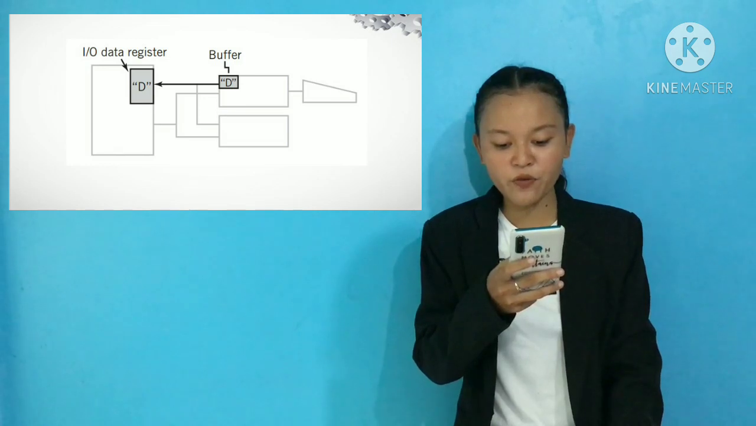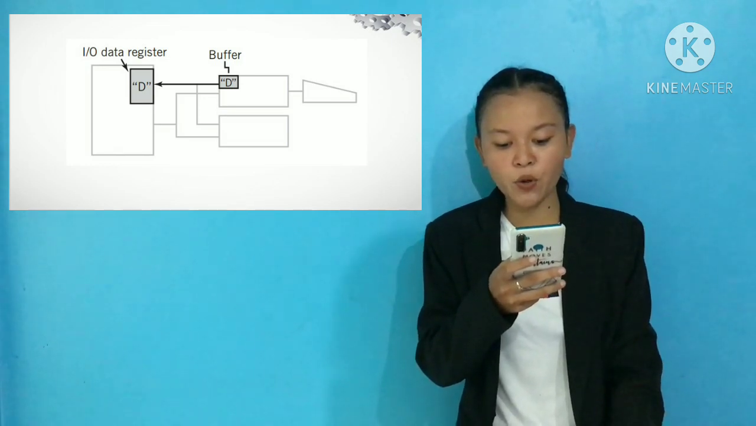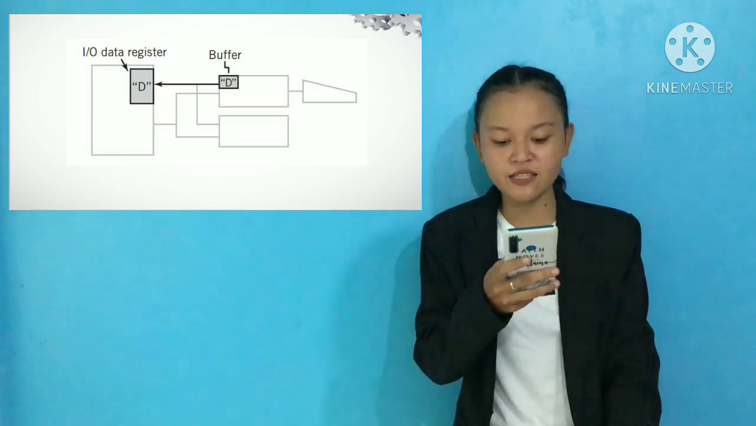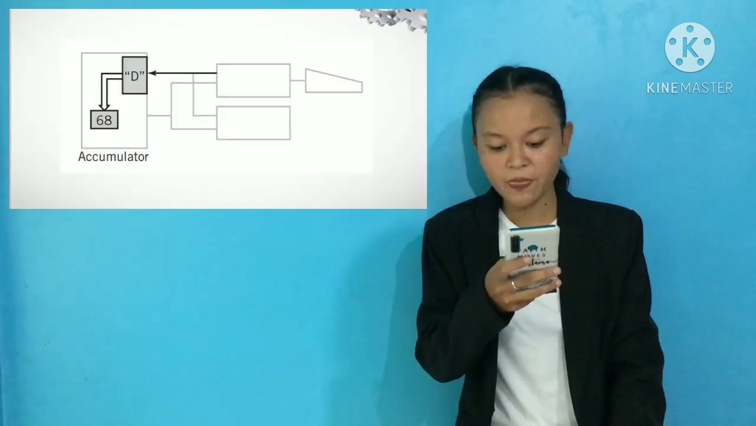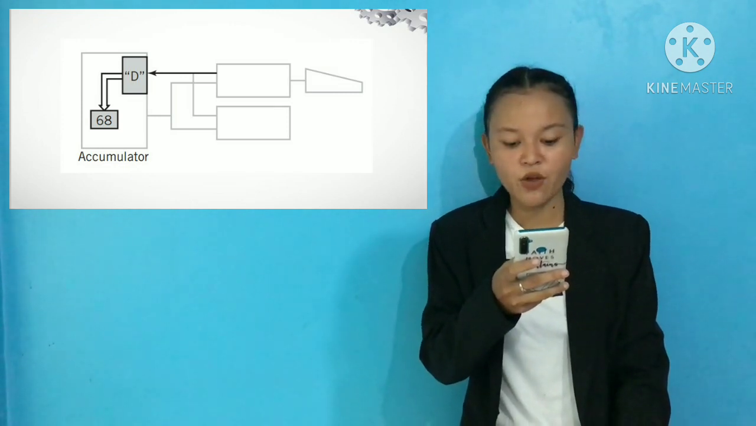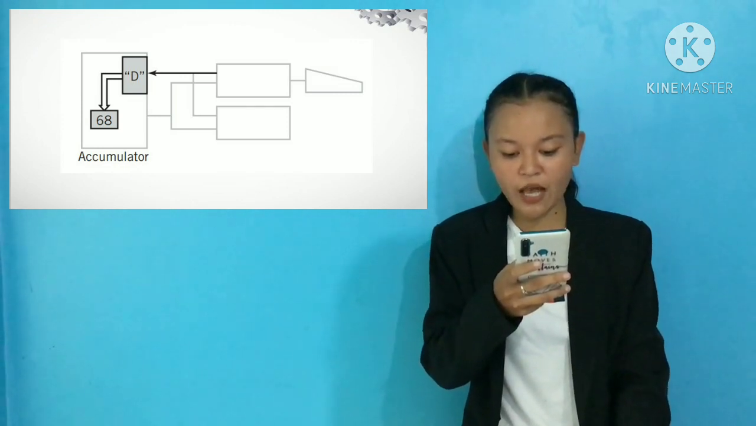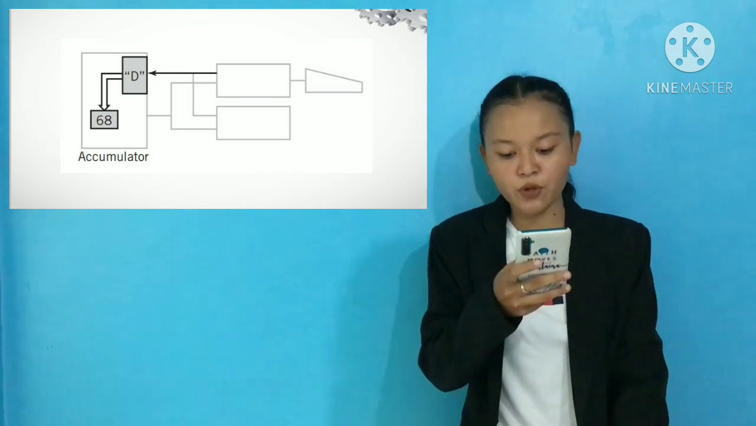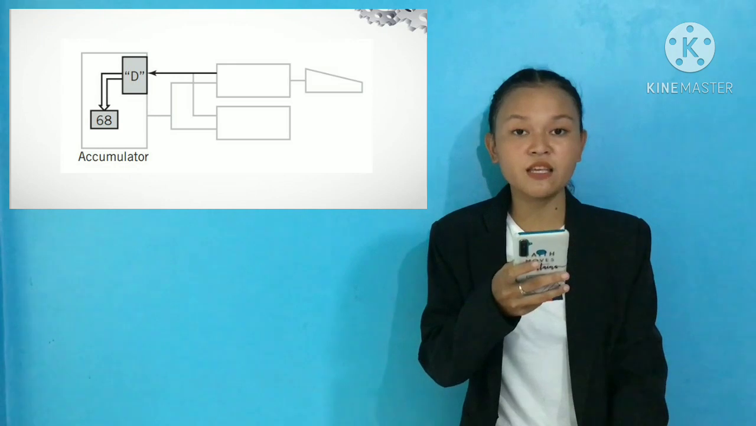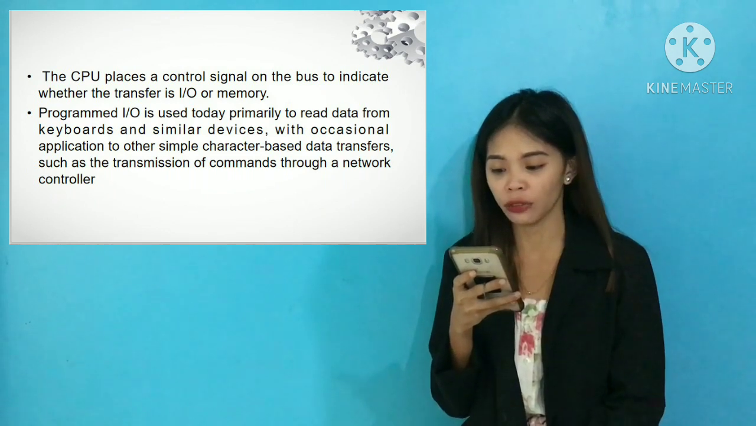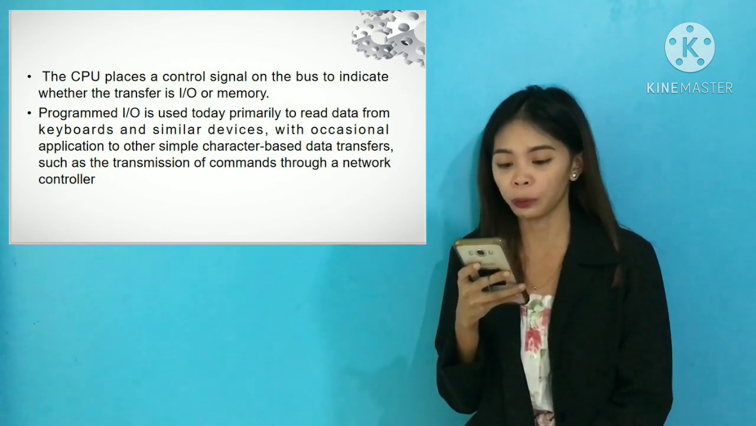Third, a buffer in the I/O controller holds a keystroke, in this case ASCII 68, the letter D. The data is transferred to the I/O data register. Fourth, from there it is copied to the appropriate accumulator or general purpose register, completing the operation. The CPU places a control signal on the bus to indicate whether the transfer is input or output or a memory transfer.